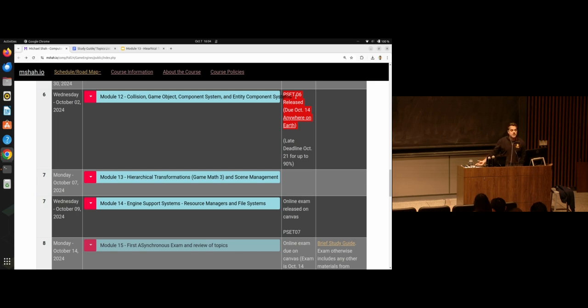There are some unit tests to test it against, and once it's working, you'll actually see something in the next part, some visual demonstration of it working. So that's for PSET 6.